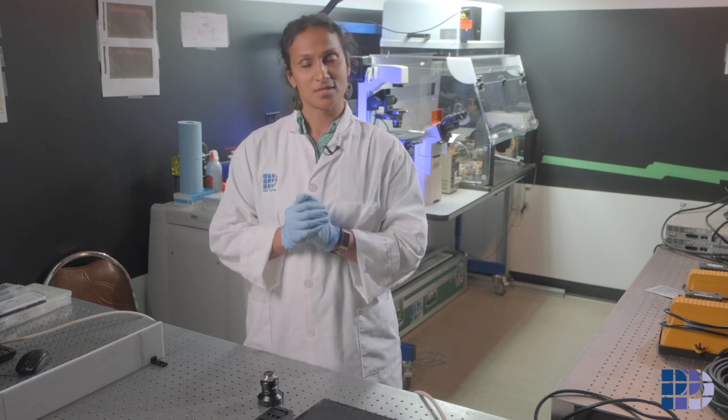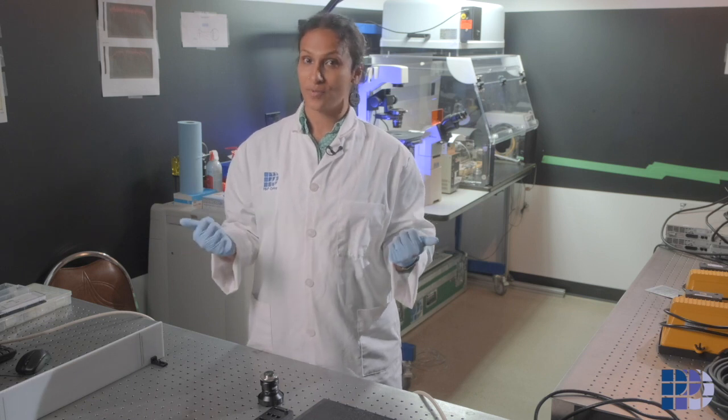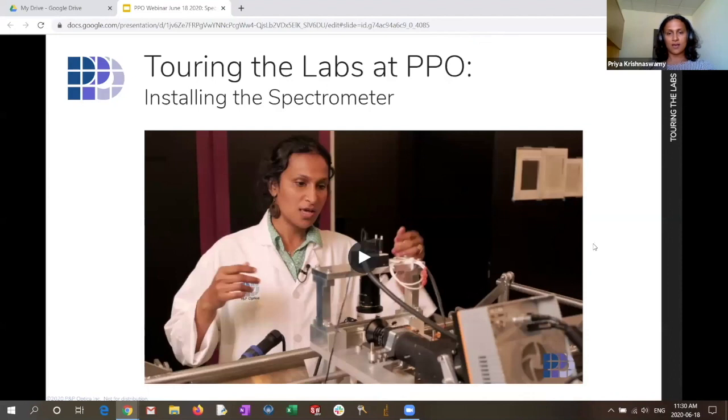Now that these tests are done, I'll do a final series of checks to make sure the spectrometer meets all the required parameters. And when I'm done, the spectrometer is now ready to be installed onto the PPO system. So let's go and see that. So now that we have learned about building a spectrometer, we are looking at how it's installed onto a bigger system. The next video will run through that.